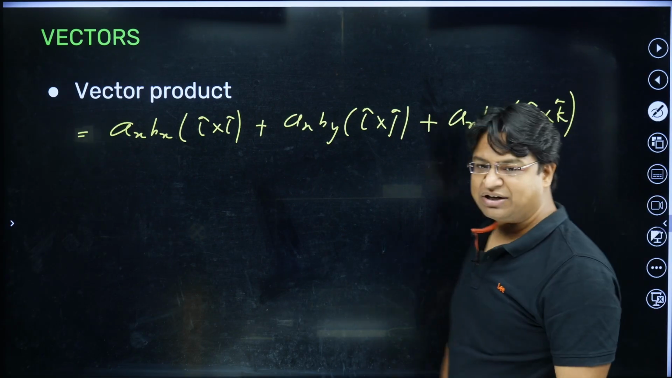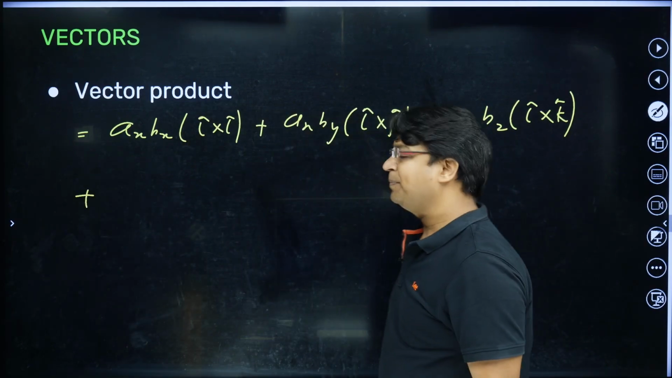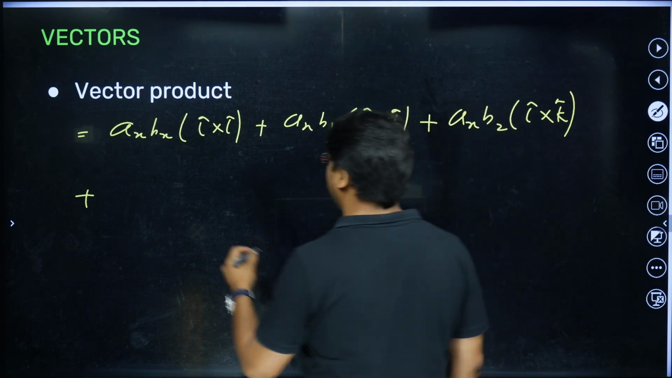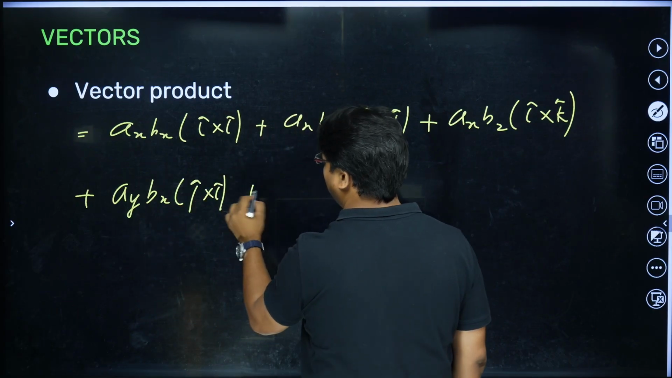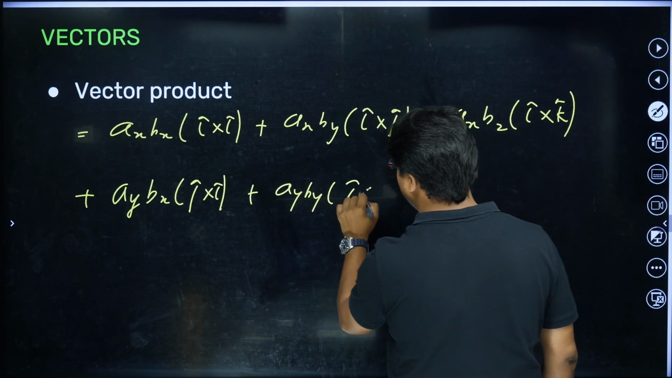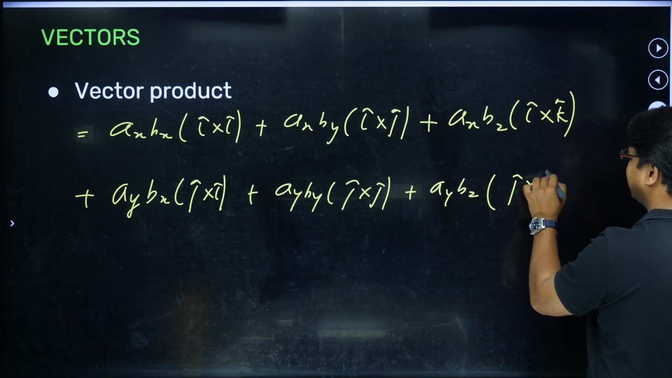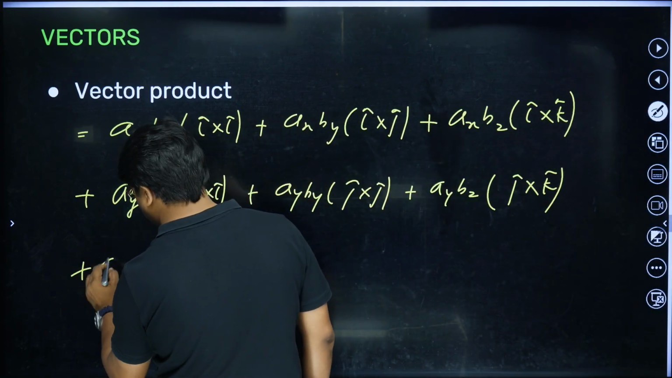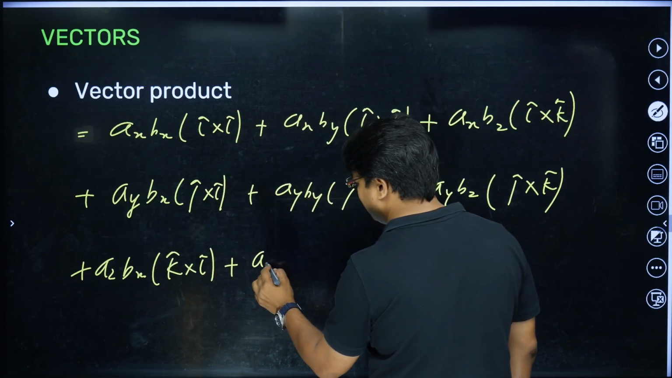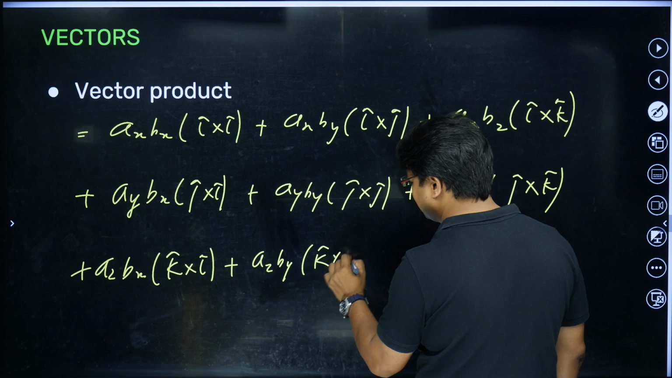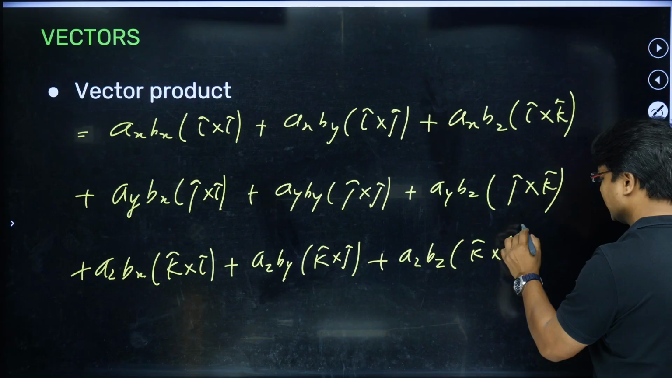And yes guys, I can do this mentally. You will also be able to do it if you start practicing. You have to keep the terms in your mind and you will be able to do it. Then ay bx (j cross i), then ay by (j cross j), then ay bz (j cross k). It's actually a trend, so anyone can do it if you recognize the trend. And then az bx (k cross i), then az by (k cross j), and then az bz (k cross k).